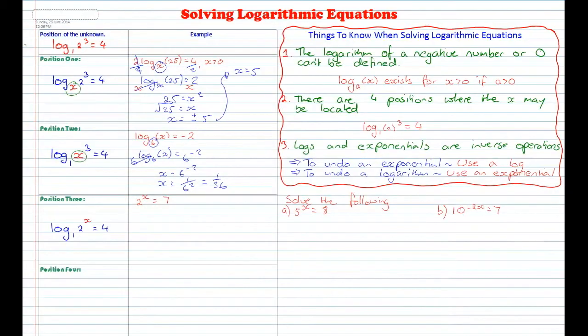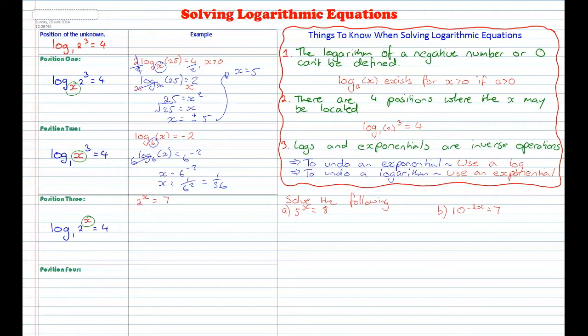Now in this case what we're going to do is have a look at how to solve logarithmic equations when the x is in position 3. That is up here, like you can see here. So what we've got here is 2 to the power of x is equal to 7. Now if we think about this for a second, this actually looks nothing like what you can see here because there's not even a log written down.